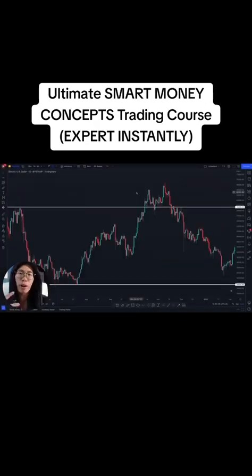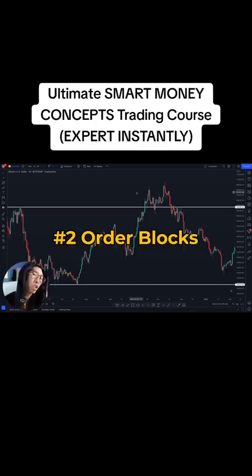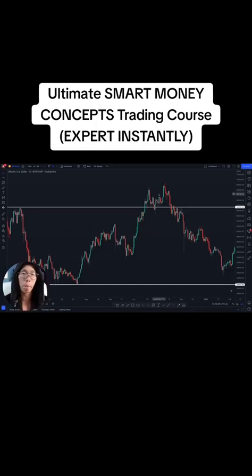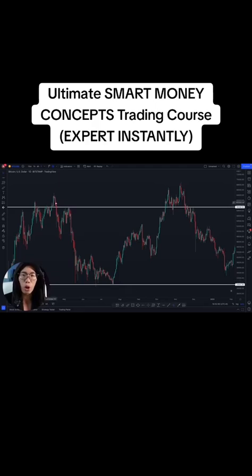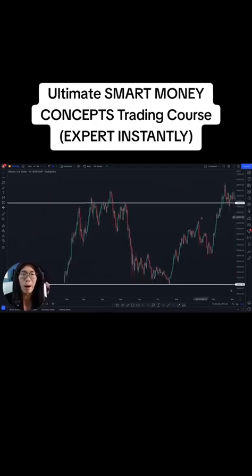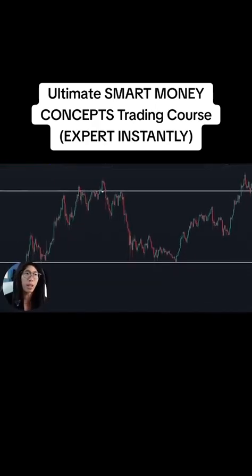The second method to find a key area of interest is by using order blocks. An order block is basically an area where the smart money and big banks like to enter and exit. So how do you spot order blocks? You spot order blocks by looking for strong reversals like this and this and this.